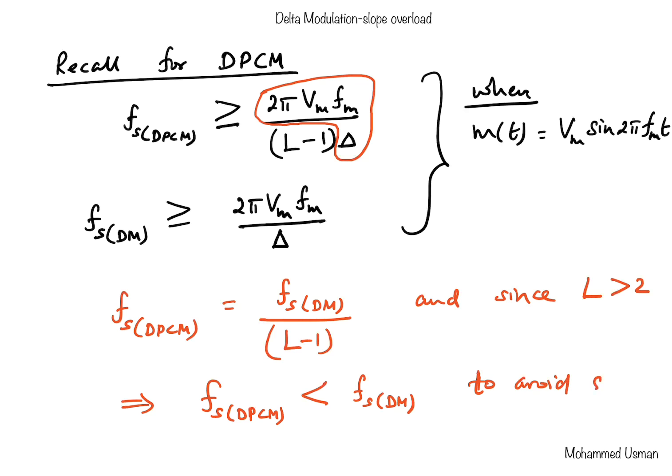Okay, to avoid slope overload. That means in delta modulation, to avoid slope overload, you need a much higher sampling frequency as compared to differential pulse code modulation to avoid slope overload. Okay, so, and the sampling rate in delta modulation is going to be larger by a factor of L minus 1.